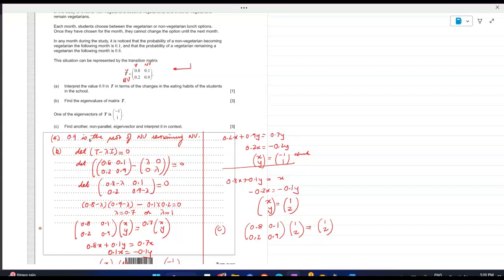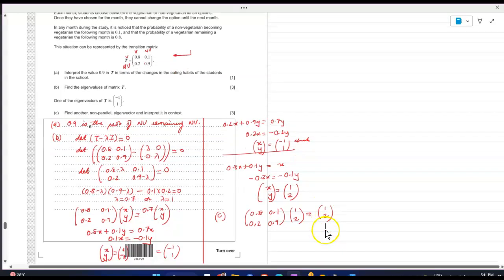So what does it mean? Is this the steady state? Because if you do this into this plus this into this, that's 1. So is that the steady state? Because when you multiply this by the transition matrix, this remains the same. Right? So that means for every wedge there are 2 non-wedge.